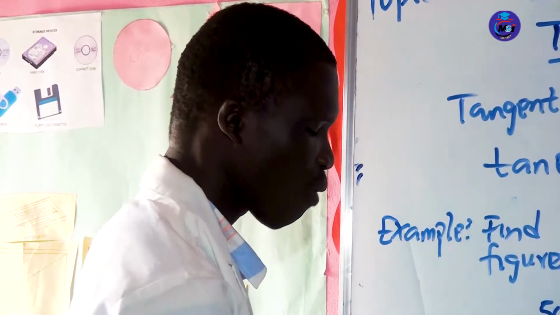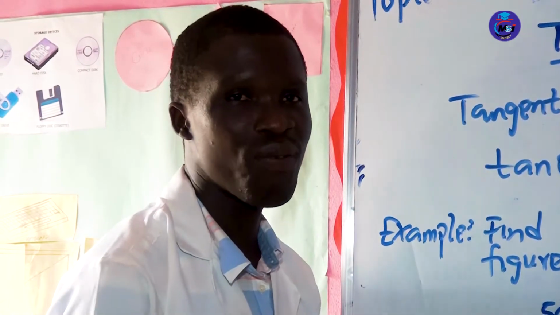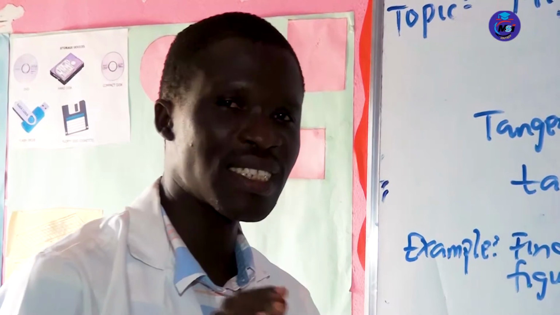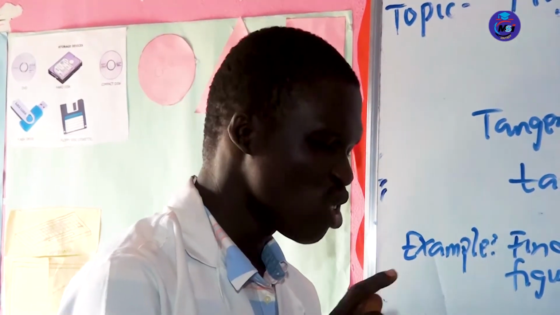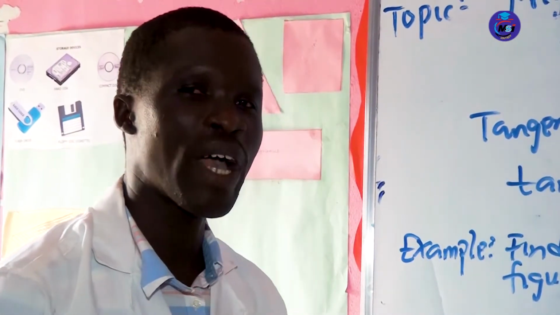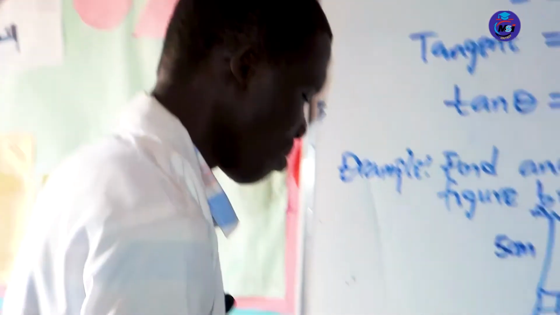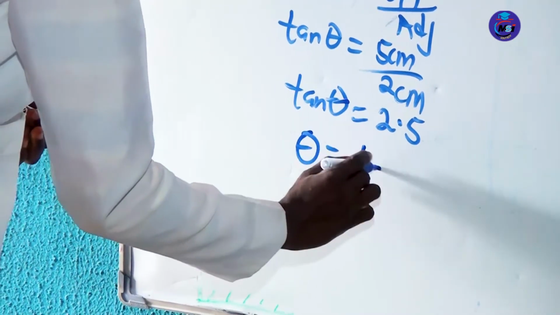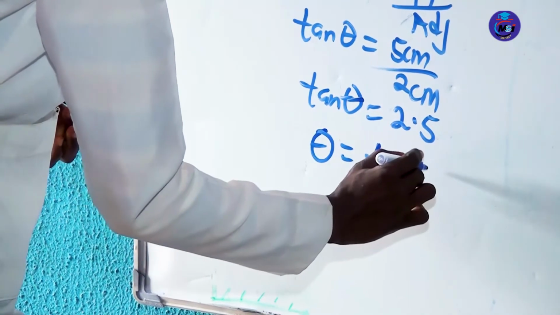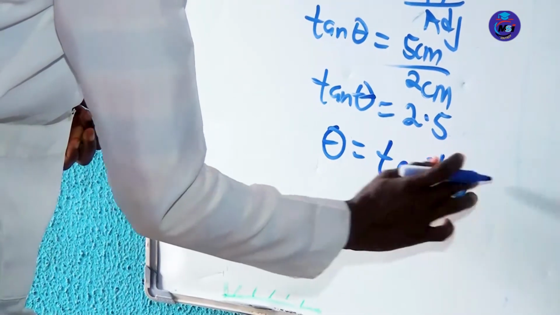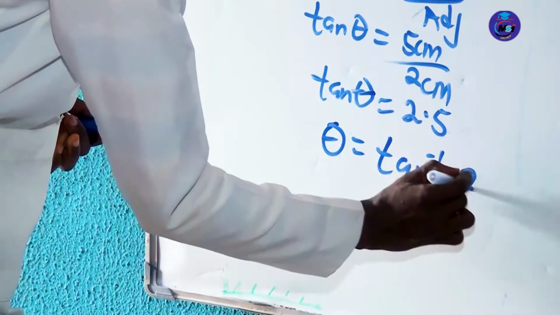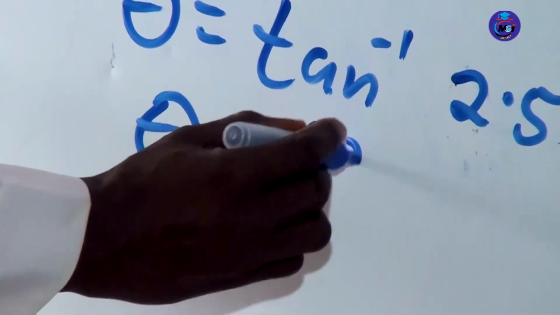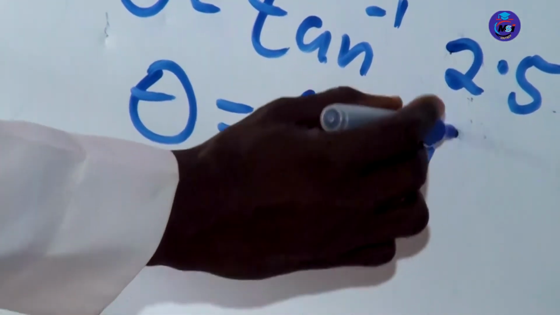The inverse of tan theta, that is second function tan, will give you your answer. If you press second function tan 2.5, let's see what we are going to get. Okay, so theta will give you 68.19 degrees.